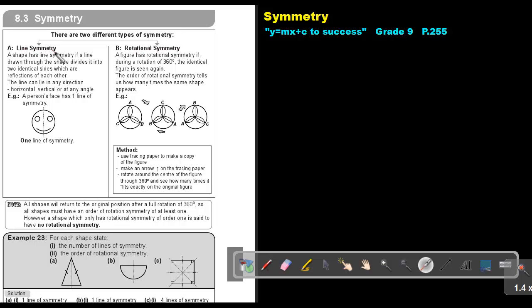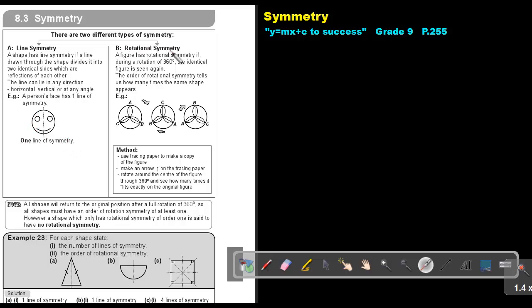Let's start with line symmetry. A shape has line symmetry if a line drawn through the shape divides it into two identical sides, which are reflections of each other. The line can lie in any direction, horizontal, vertical, or at any angle. So look at a person's face. A person's face has one line of symmetry. So this side will be a reflection of this side, one line of symmetry.